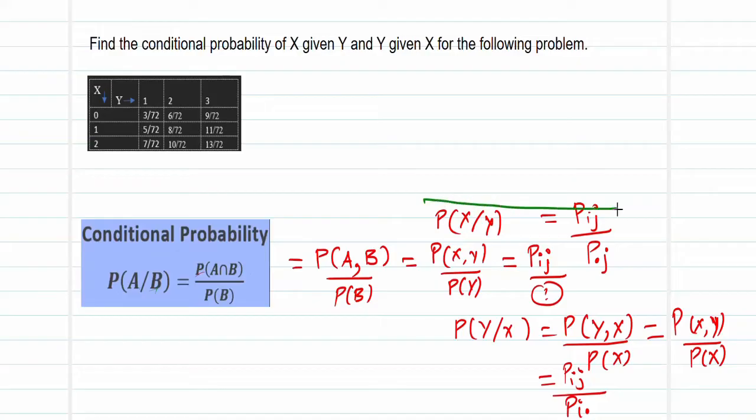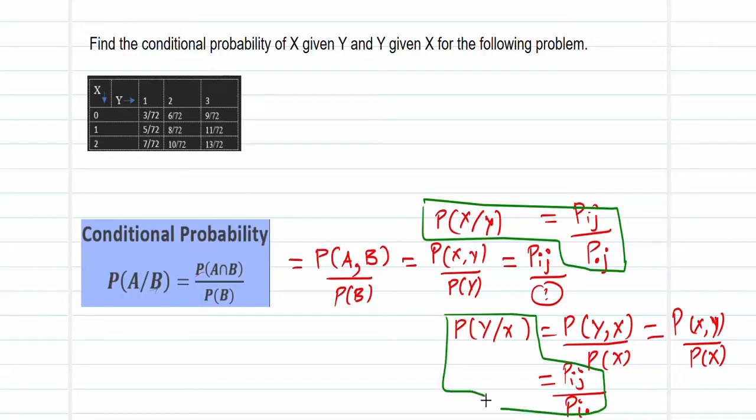Probability of x given y equals Pij by P dot j, and probability of y given x will be equal to Pij by Pi dot, for the estimation of x given y and y given x.